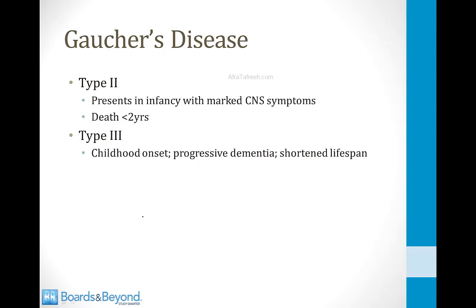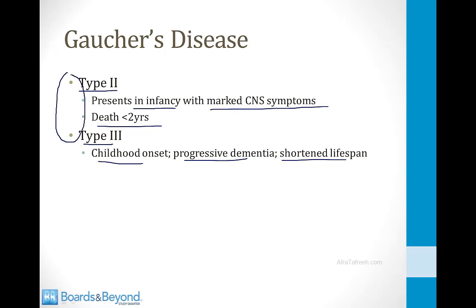The more rare forms have central nervous system involvement. So the type 2 form, which is sometimes called the infantile form, presents in infancy with marked CNS symptoms, and these children usually die before they're 2 years old. There's also a very rare type 3, which has childhood onset, results in progressive dementia and a shortened lifespan. You're much less likely to be asked about these two types on step 1. They tend to focus on the most common type, but I want you to know that these also occur.